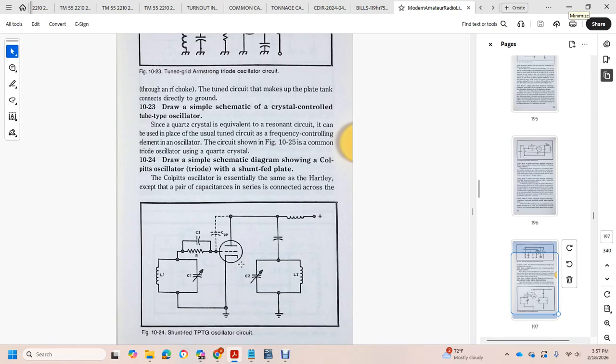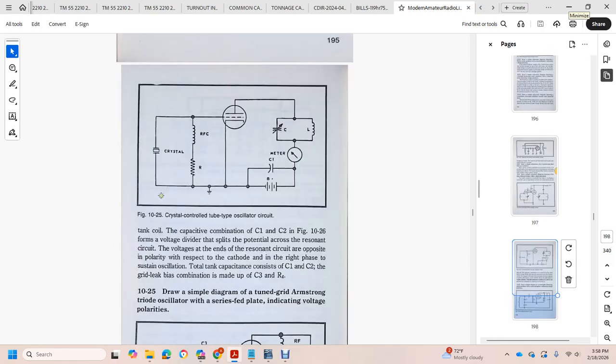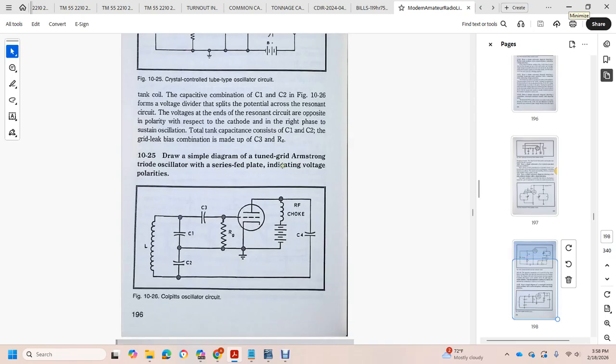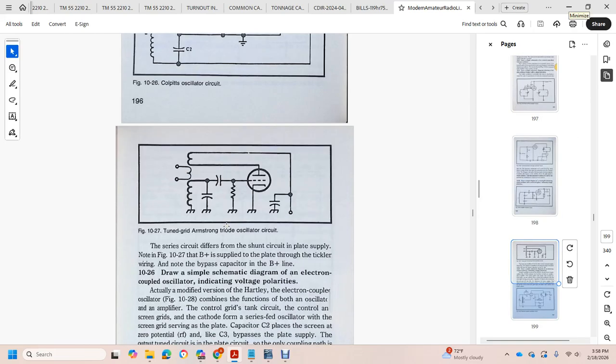Draw a simple schematic diagram showing the Colpitts oscillator, triode, shunt field plate. The coupled oscillator is essentially the same as the Hartley, except for the pair of capacitances connected in series across the tank coil. The combination C1 and C2, figure 1026, forms a voltage divider, splitting the potential across the resonance circuit, with the voltage in the resonance circuit of opposite polarity with respect to the cathode, the right phase for sustaining oscillation. The total tank capacity is capacitors 1 and 2, with the grid leak bias combination of capacitor 3 and resistor grid.